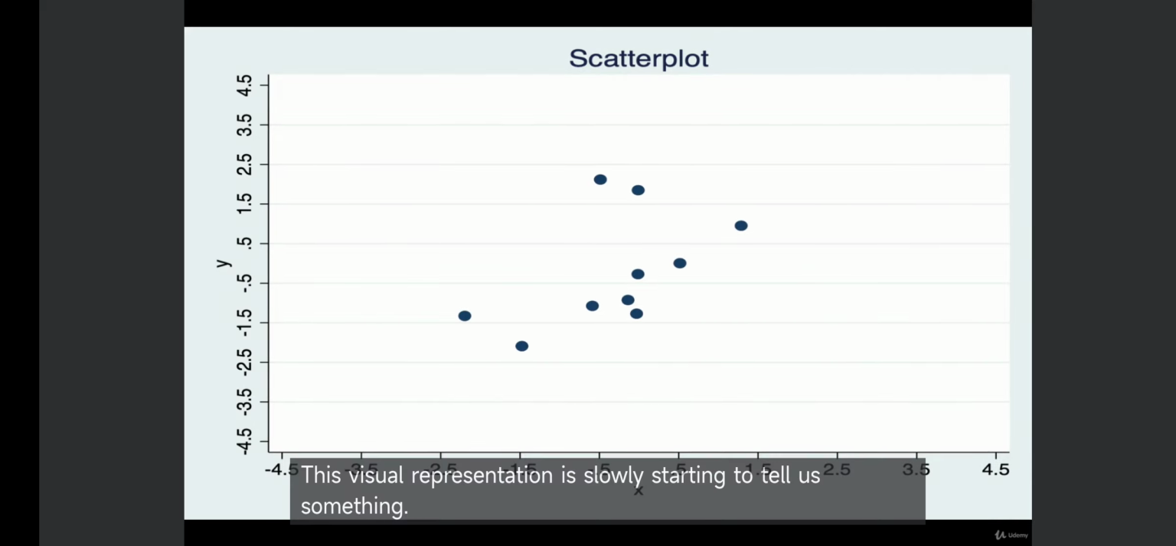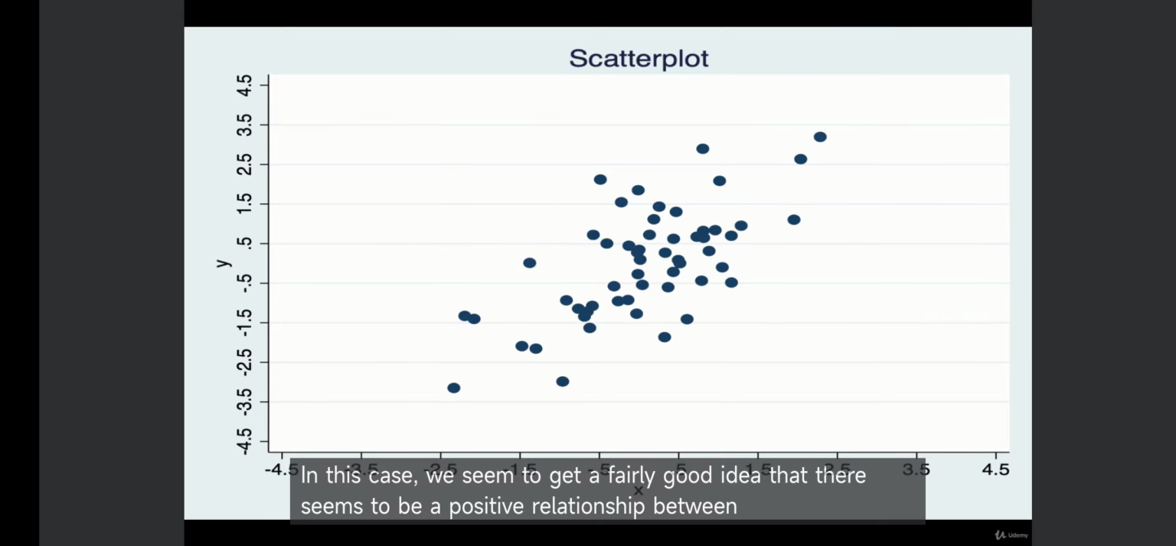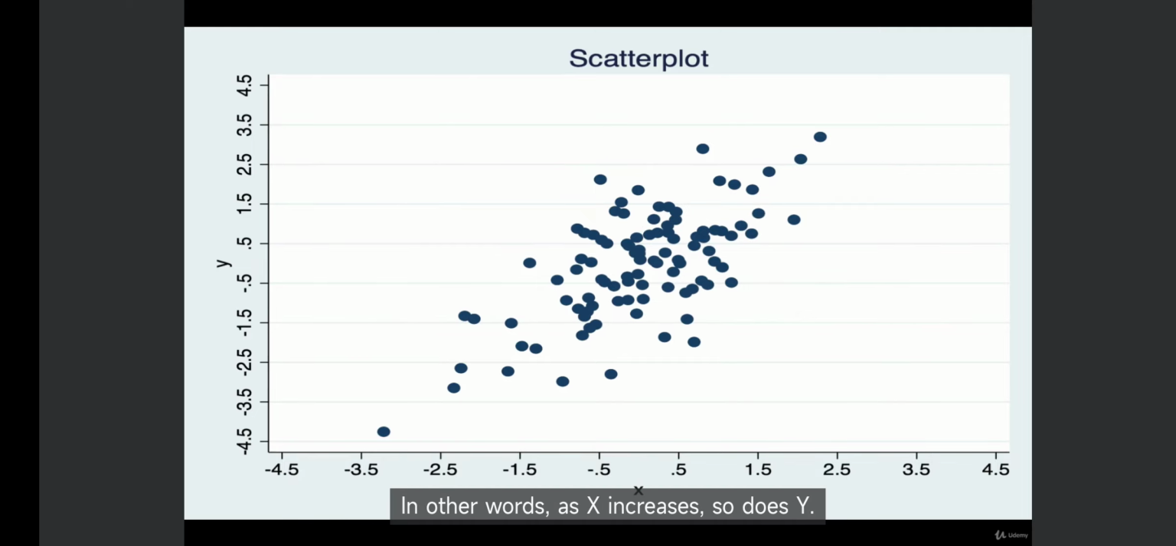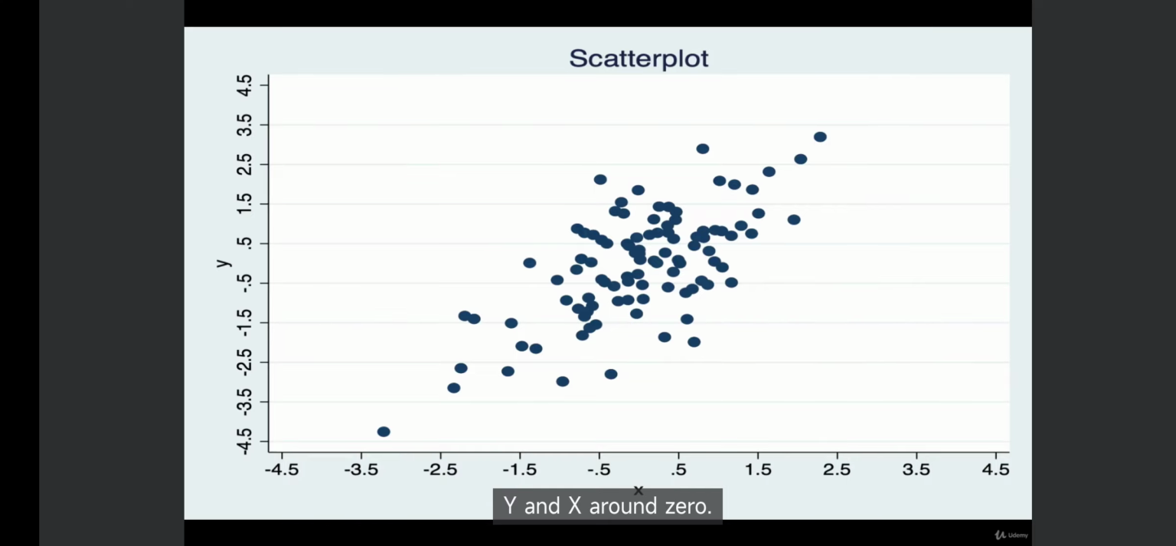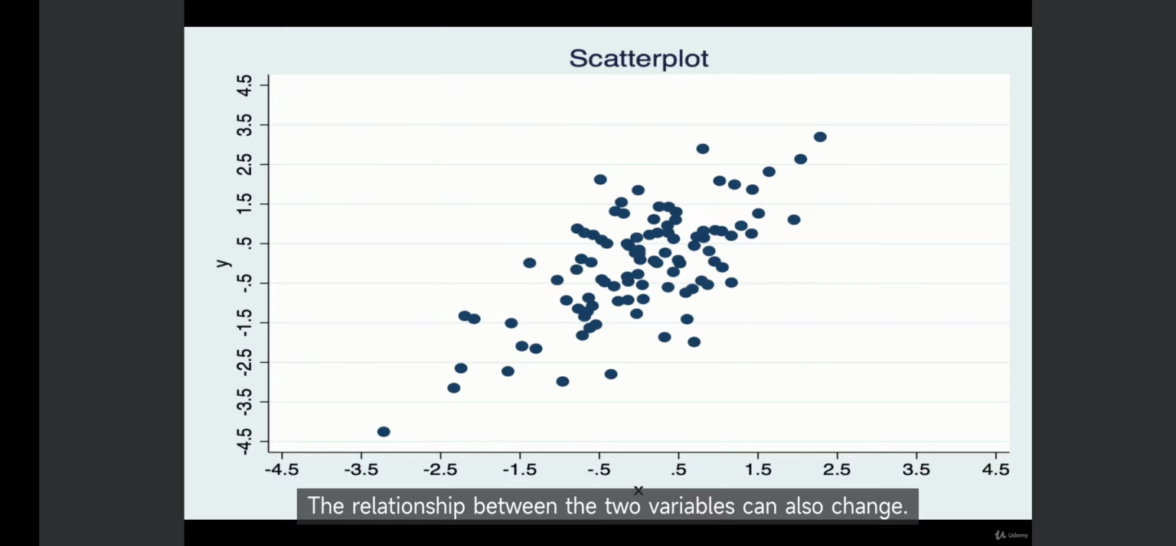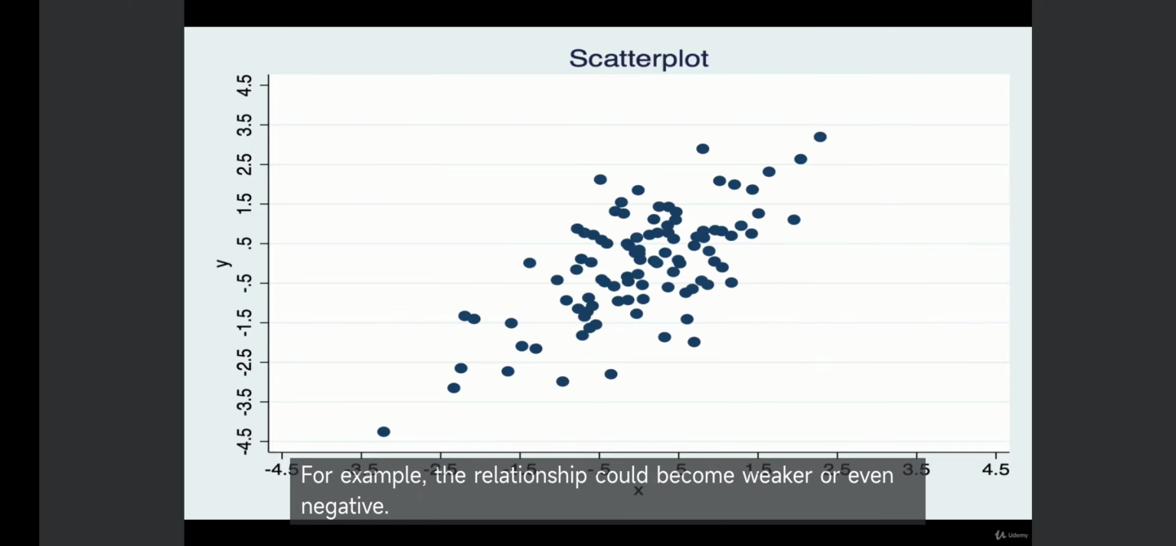This visual representation is slowly starting to tell us something. In this case, we seem to get a fairly good idea that there seems to be a positive relationship between y and x. In other words, as x increases, so does y. However, there's also some noise in the data, and there seems to be some clumping in the values of y and x around 0. The relationship between the two variables can also change. For example, the relationship could become weaker or even negative.